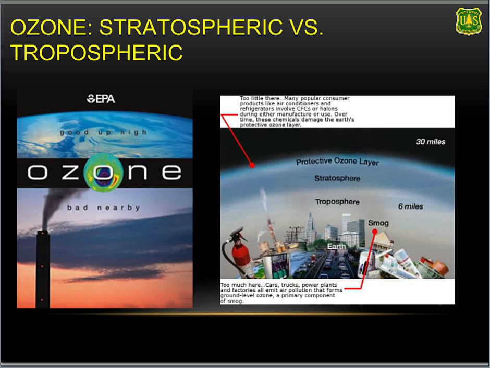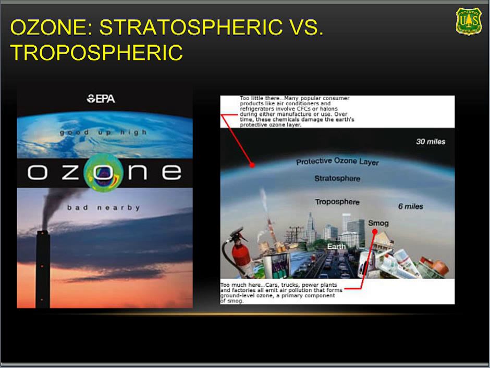The other one that's important to understand here is ozone. People get confused on this sometimes. There's stratospheric ozone and there's tropospheric ozone. The stratospheric ozone is very high in the atmosphere. It's a very thin layer that protects us from ultraviolet radiation. So when we talk about thinning of the ozone layer, that's very high in the atmosphere, up around 7-8 miles up in the stratosphere.